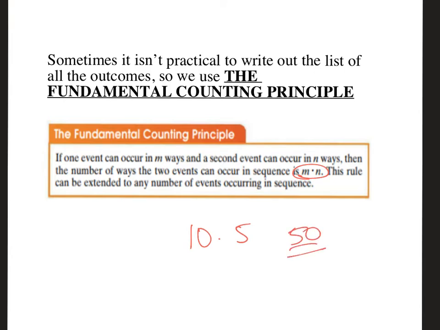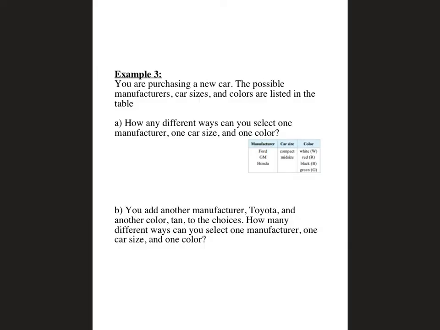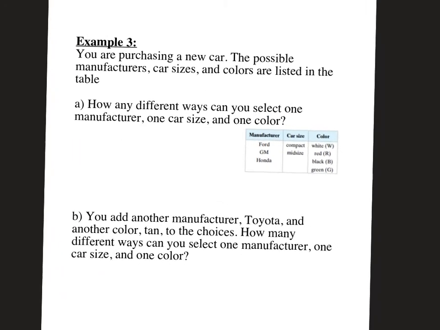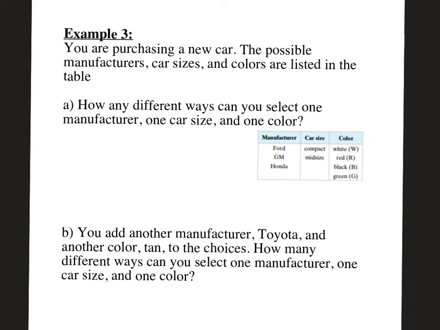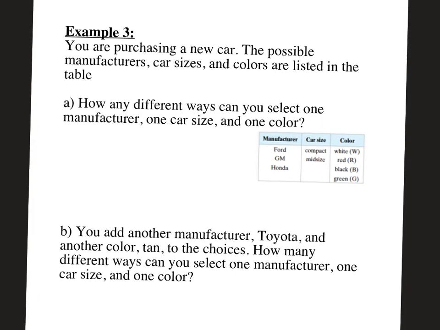Okay? And yes, you have seen that many times before. So if we look at example 3, you are purchasing a new car. The possible manufacturers, car sizes, and colors are listed in the table. How many different ways can you select one manufacturer, one car size, and one color?